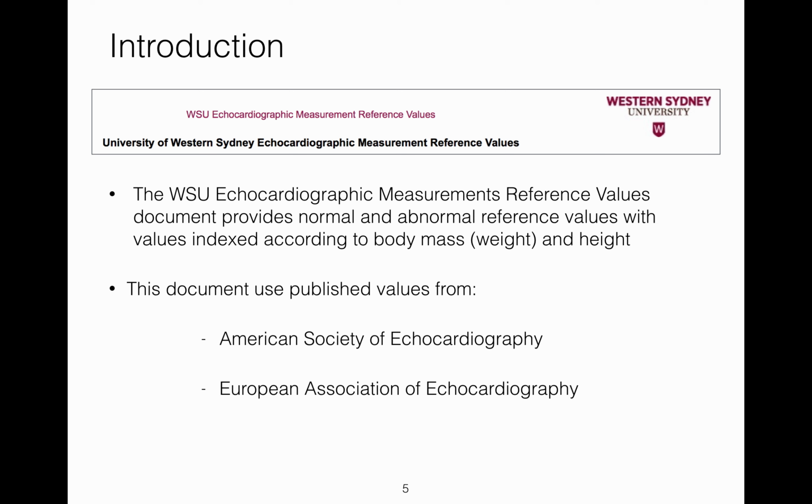Normal values from the recommendations document have been incorporated into the Western Sydney University Reference Values document, and I will refer to this particular reference values document often throughout this lecture.